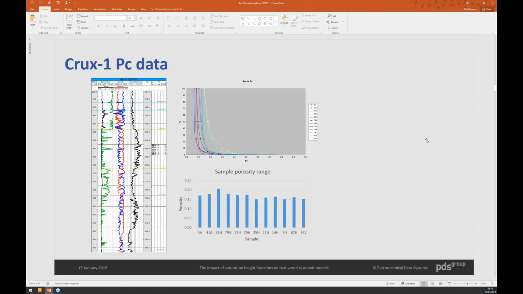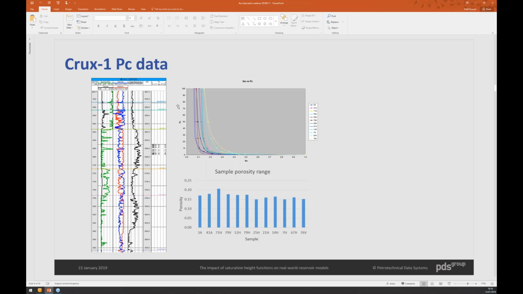So as I mentioned, Crooks 1 had capillary pressure data available, so it made sense to start at that point. So the logs on the left-hand side, again, this is the same depth interval as we saw on the previous slide, where the capillary pressure data was taken from.